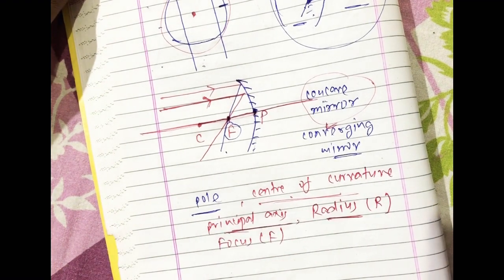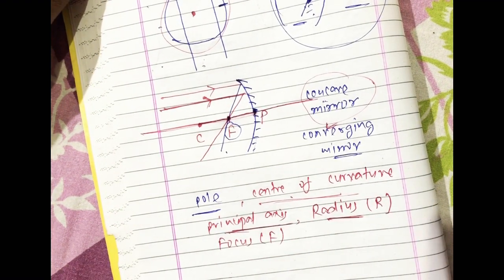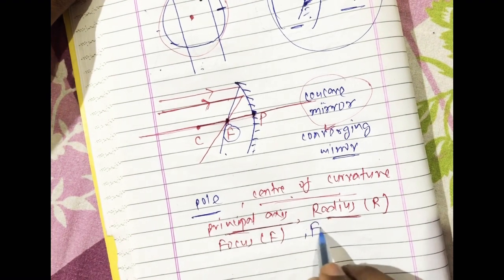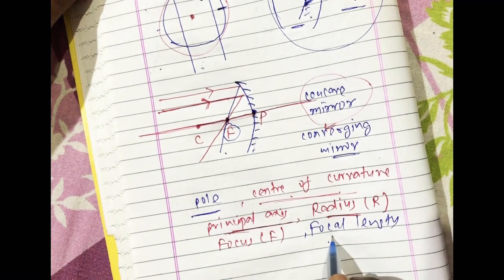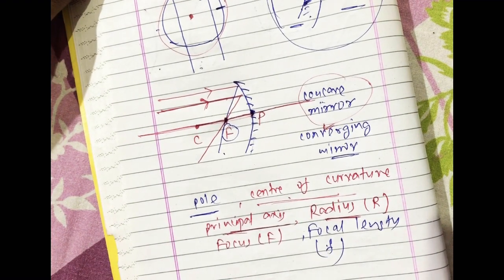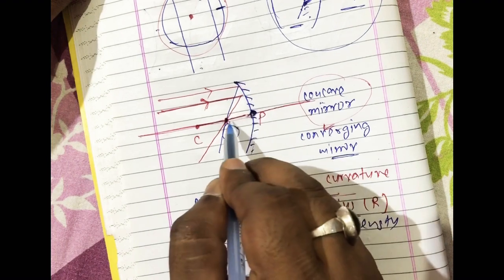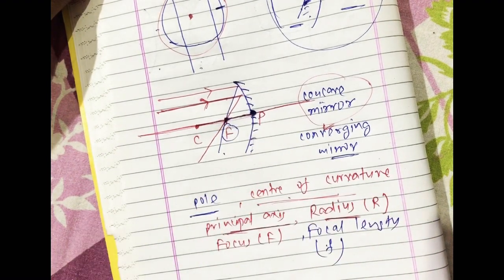Okay, now the next point is focal length. It is denoted by the symbol small f. It is the distance between the pole and the focus.